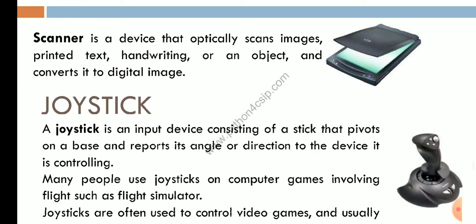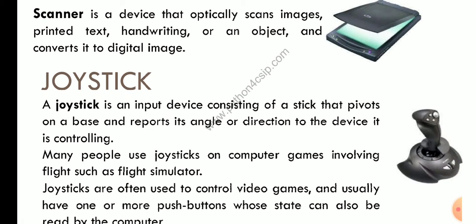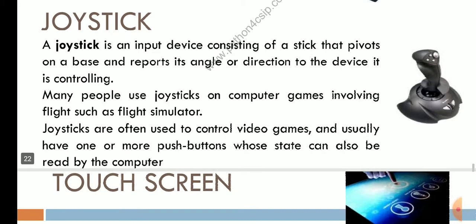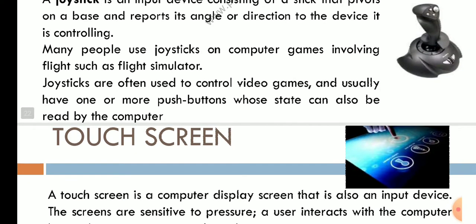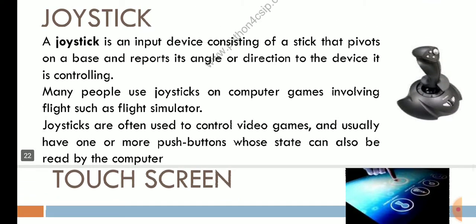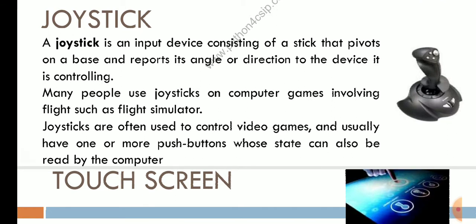Next input device is joystick. I hope everyone would have played video games. Video games can be played with the help of an input device called joystick. With the help of that, we'll be controlling all those things. We'll have push buttons, we'll have move buttons, everything. With that, we'll be moving things shown in a game, like changing direction, moving from one place to another, running. All those controls can be done with the help of joystick.